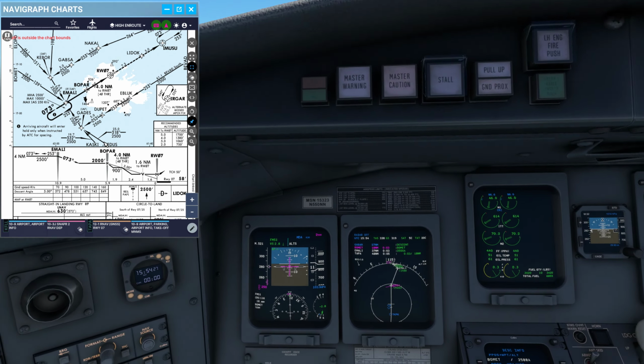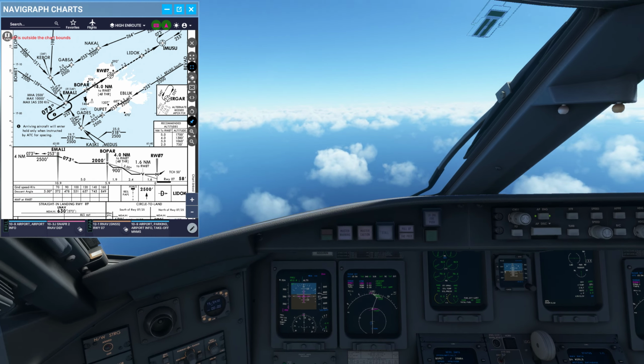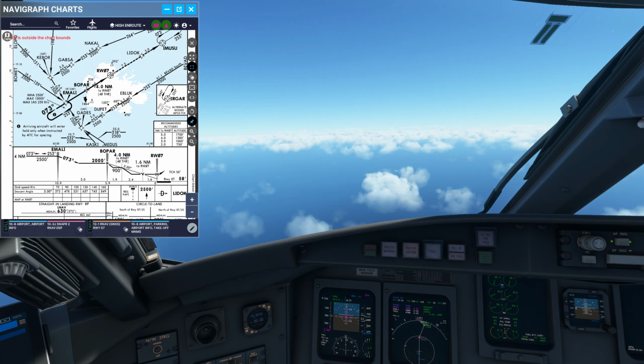Let's see here. We are 5 minutes from touchdown. How far out are we? 47 nautical miles.